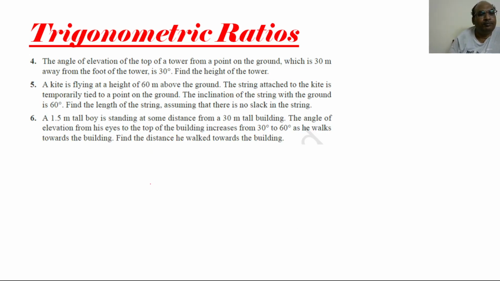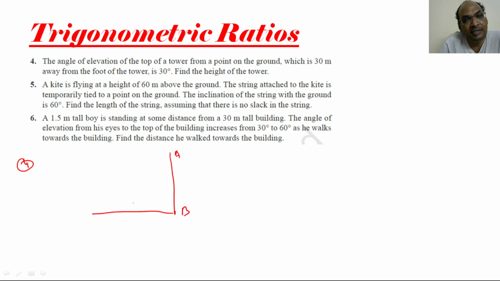Question number 4. The angle of elevation of the top of a tower from a point on the ground. So suppose this is the top of the tower AB, and at any point it is there. See, drawing a figure in this question is very important. We cannot skip drawing a figure here. This is for the information of all students I am telling.